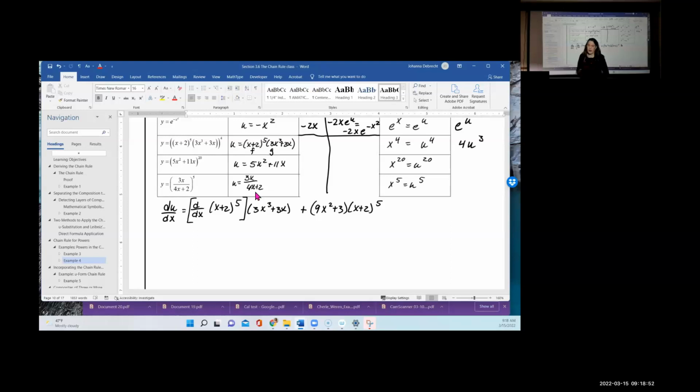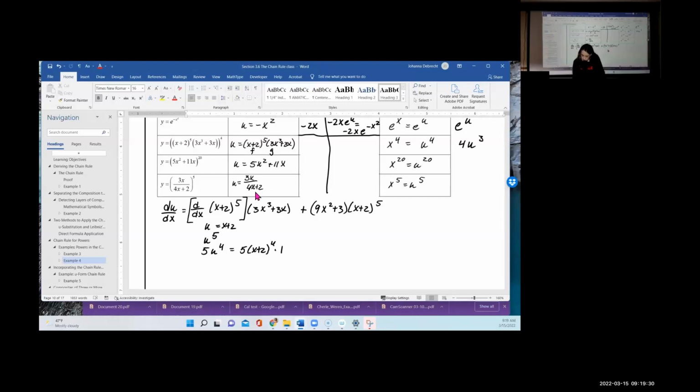All right. Now I need to take the derivative of this x plus 2 to the 5th, but this invokes the chain rule again. I have two functions. Inside is x plus 2, outside is 5. So I can think of this, we'll do another u. So this u is x plus 2, and this becomes u to the 5th. So I can think of this as 5u to the 4th, and the derivative of x plus 2 is 1. So this becomes 5 times x plus 2 to the 4th power times 1.